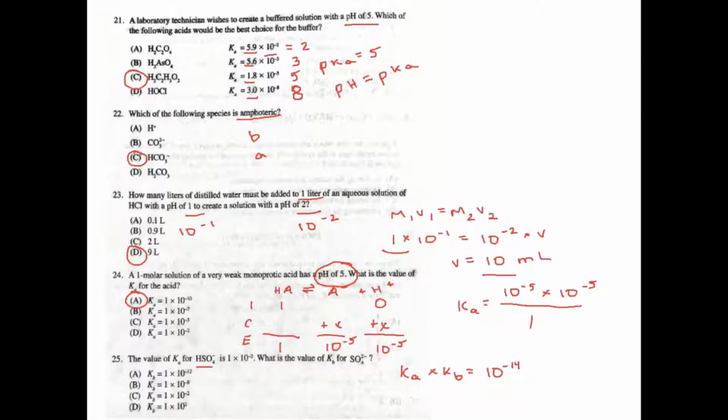So here I just need to do math. So this is going to be 10 to the negative 2nd times Kb equals 10 to the negative 14. So 10 to the negative 14 divided by 10 to the negative 2nd. Remember, you subtract your exponents, now it will give me 10 to the negative 12.